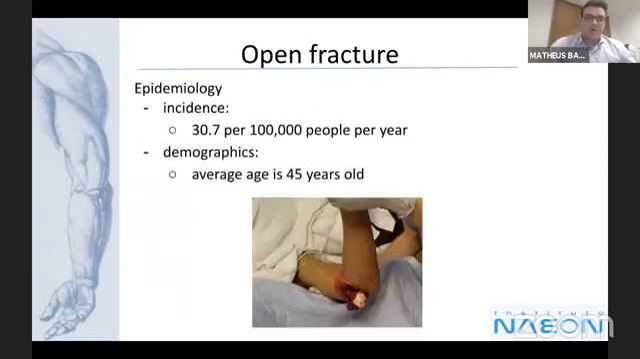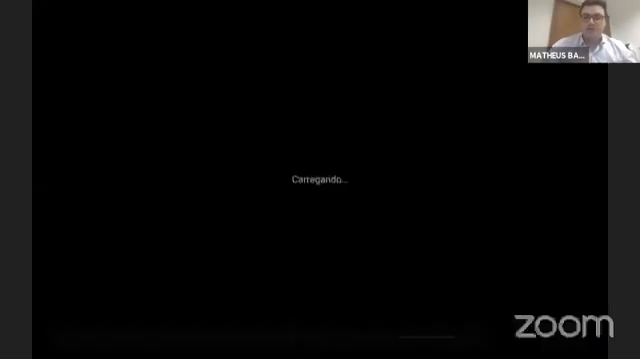I will start talking about epidemiology. The incidence of open fracture is 30.7 per 100,000 people per year. Demographically, the average age is 45 years old.